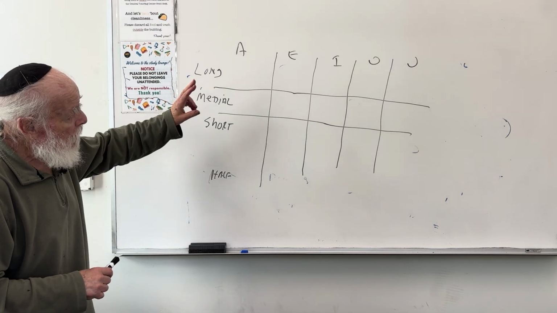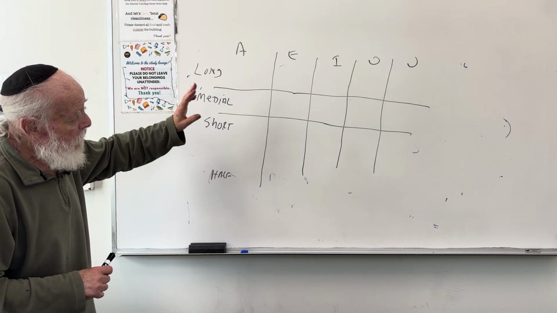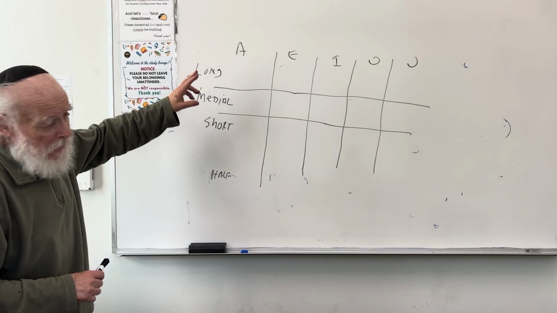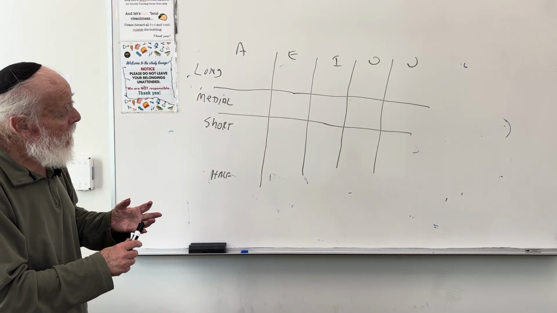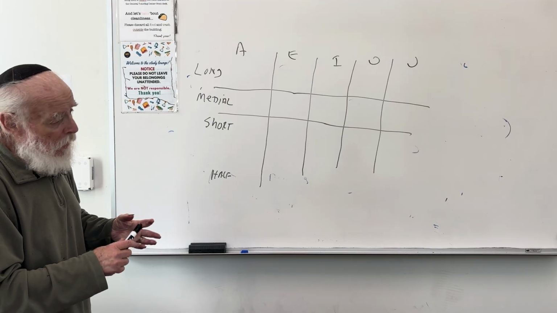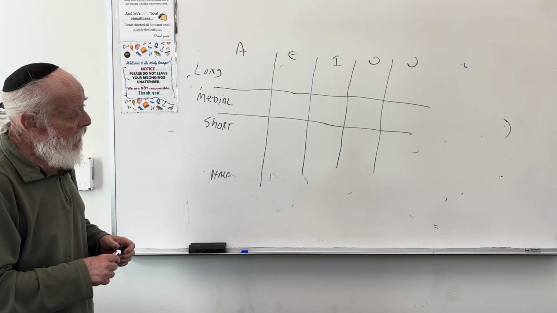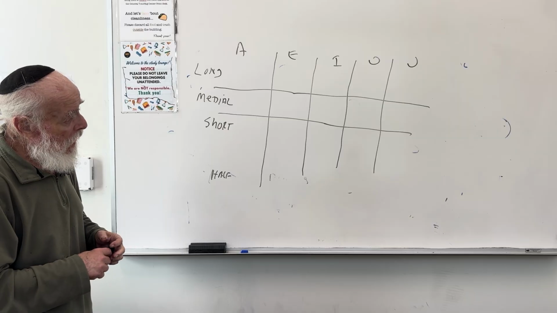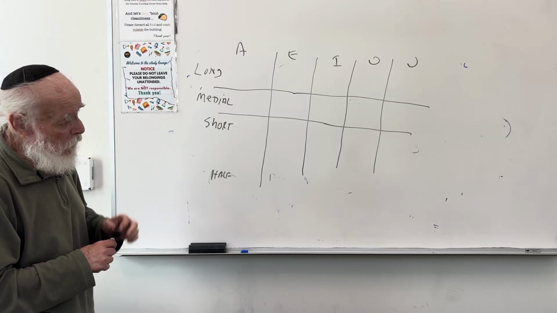To begin with, notice the chart itself. I have 5 categories. The letter A is a sound of A. The letter E is the sound of A or E. The letter I is the sound of E. The letter O is the sound of O. And the letter U is the sound of U.